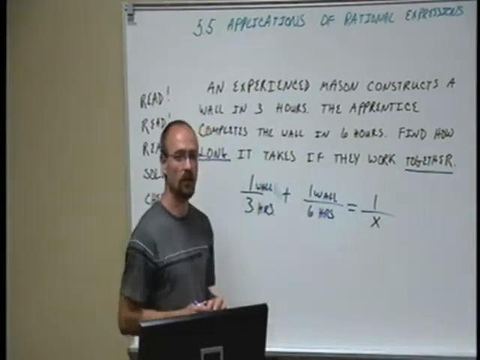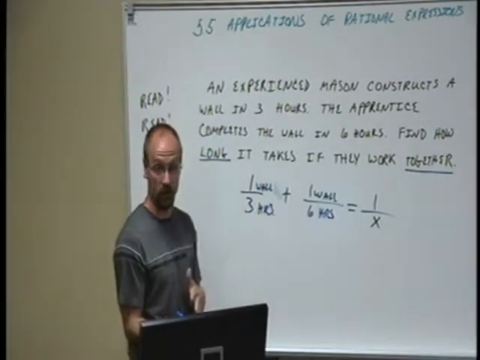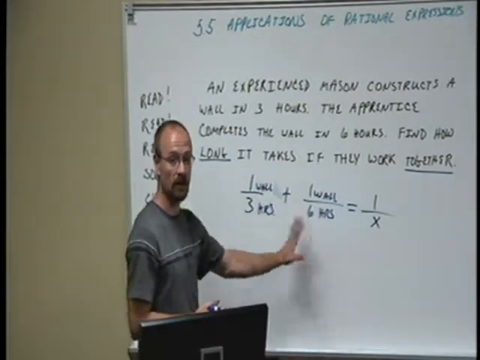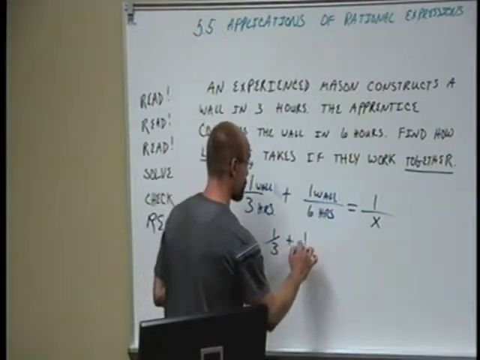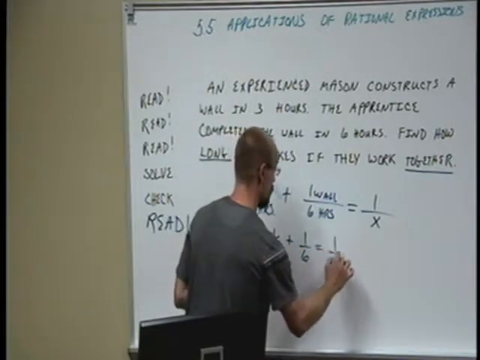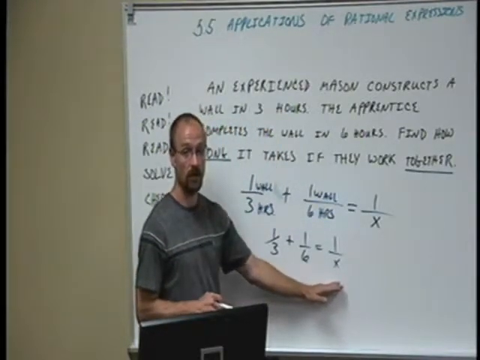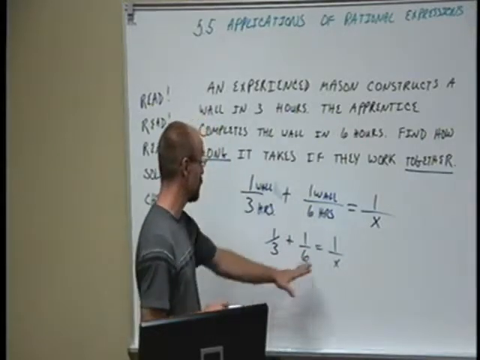So we've read it 3 times. We were able to take the given information and what it was looking for, assign a variable, and build an equation. Let's simplify this without the units. We just have a rate of 1/3 plus a rate of 1/6 equals a rate of 1 over x. It is a rational equation, right? It has some rational expressions and an equal sign, so we do have our equation.